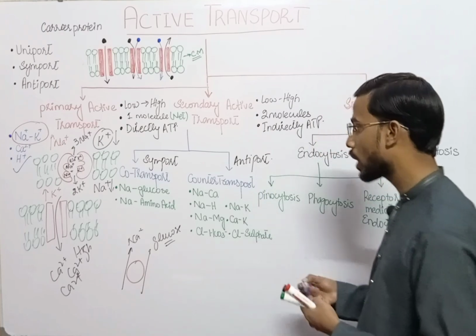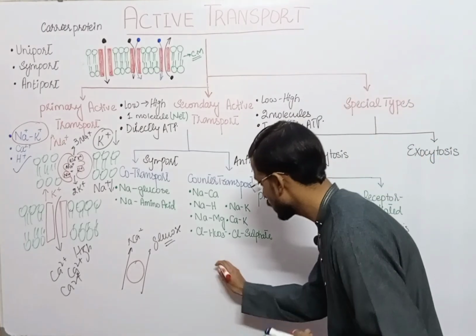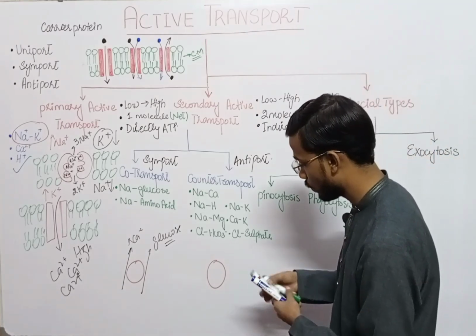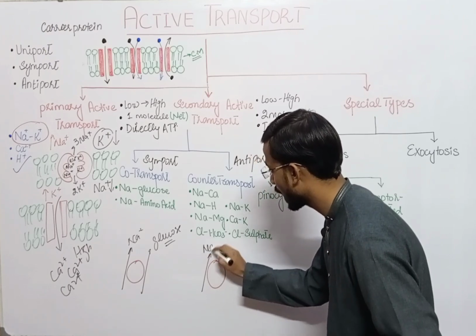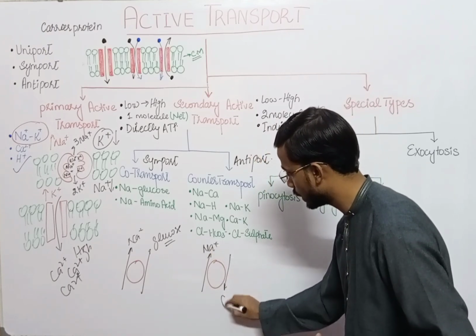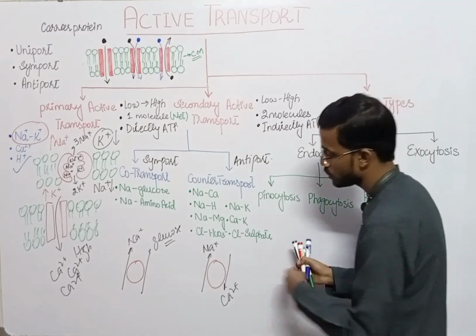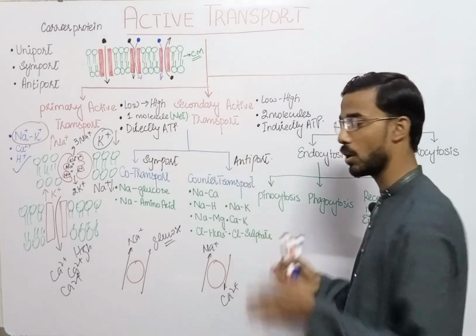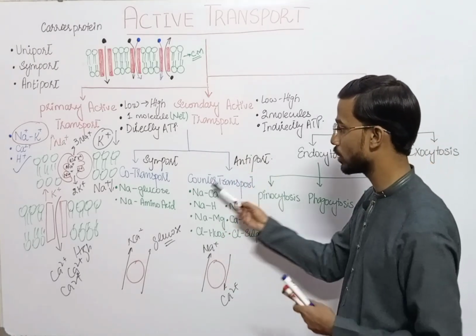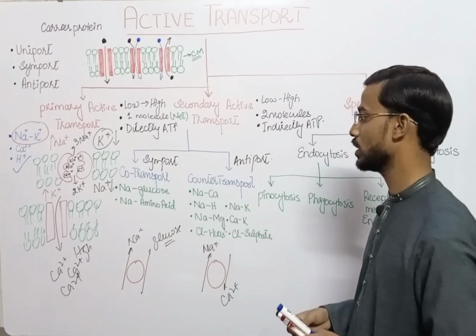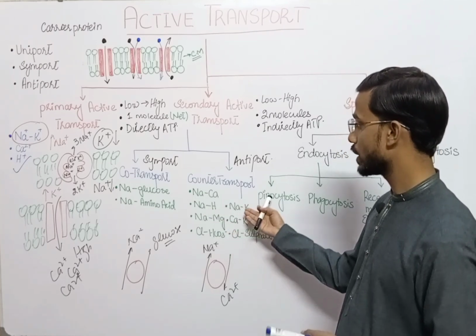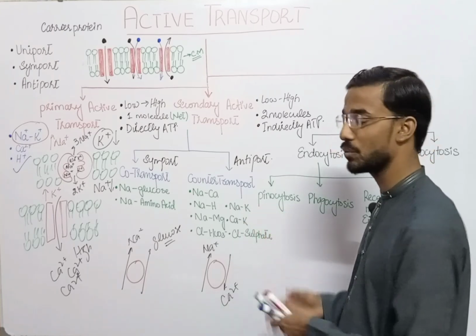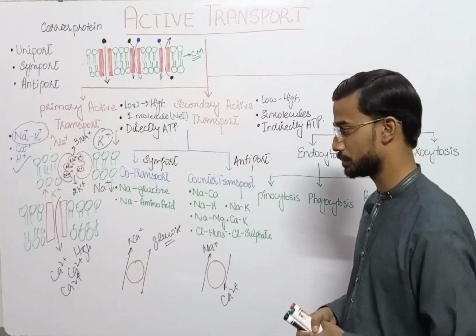So next is the counter transport. Here you can see this is the Antiport, in which one substance or one ion will move opposite to the other. So here the sodium and calcium will move in opposite directions. So this is actually the counter transport. Different examples are sodium calcium, sodium hydrogen, sodium magnesium, chloride bicarbonate, sodium potassium, calcium potassium and chloride sulfates, which are basically the different types of counter transport.